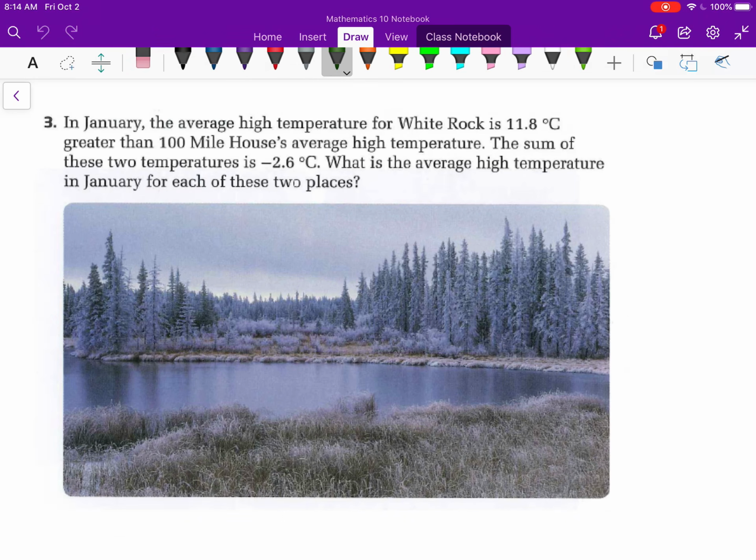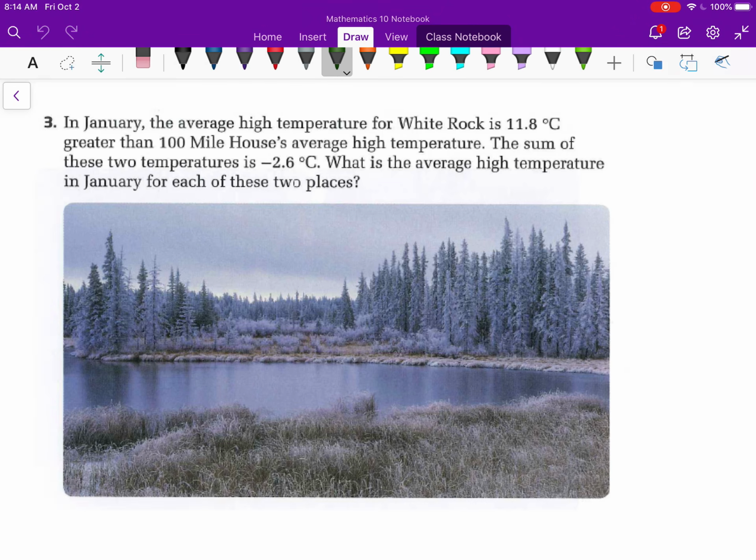All right, so question 3. It says, in January, the average high temperature for White Rock is 11.8 degrees greater than 100 Mile House's average high temperature. So on average, you can see White Rock in January is 11.8 degrees warmer than 100 Mile House. The sum of these two temperatures is negative 2.6 degrees Celsius. What is the average high temperature in January for each of these two places?